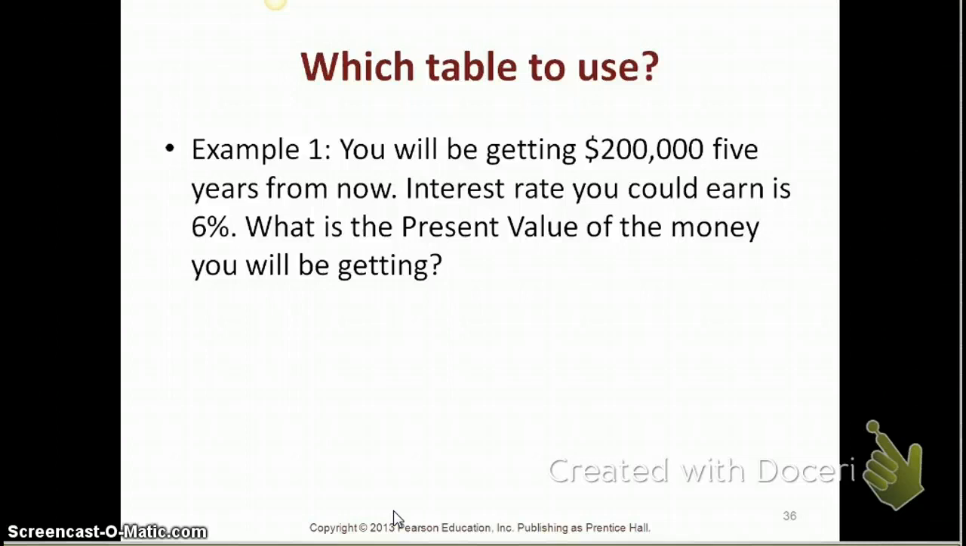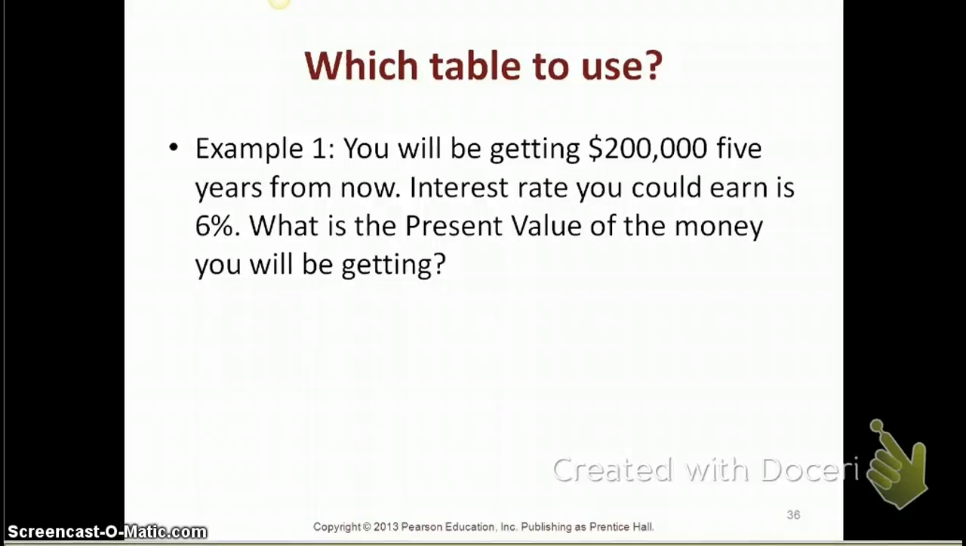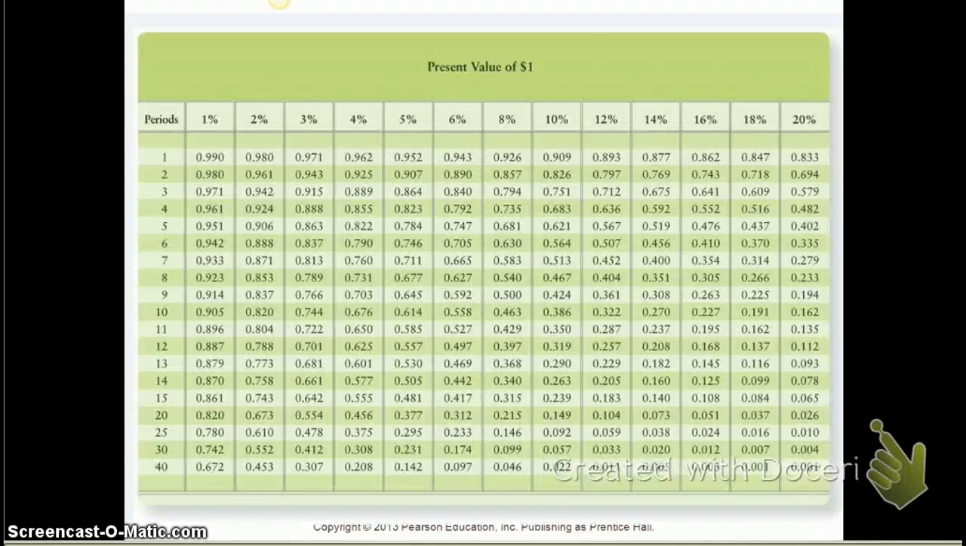It says we will be getting $200,000 in 5 years from now. It's a lump sum. Now all you have to do is go to your present value of a $1 table and look up what is the factor for an interest rate of 6% for a period of 5 years. Periods are shown down vertically and your interest rate is shown up here horizontally. So we said 6% was our interest rate, so it's this column, and the number of periods was 5.